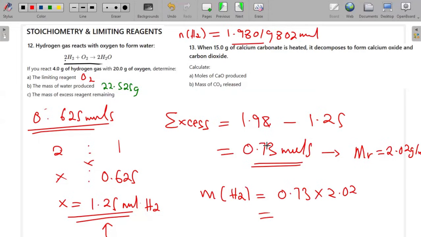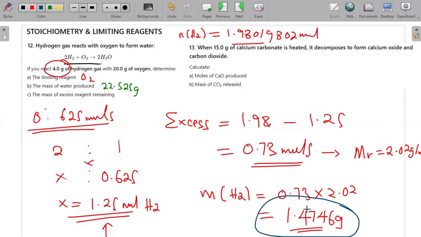Okay, so the excess mass that remains is 1.4746 grams. So from the 4 grams that we had, some of the mass has reacted with the oxygen. The one which is in excess, or the one that remains, is 1.4746. So if they even ask you a question like what mass reacted, you can simply say 4.0 minus whatever we found here. That is the mass that reacted. Okay, so any questions there?